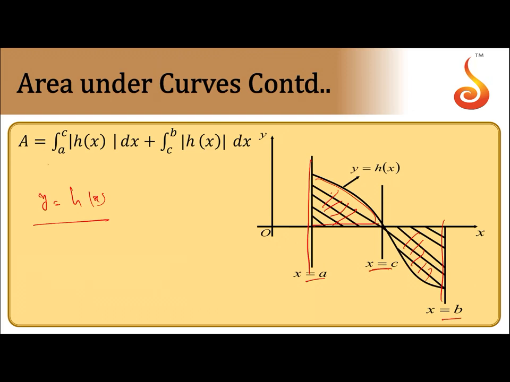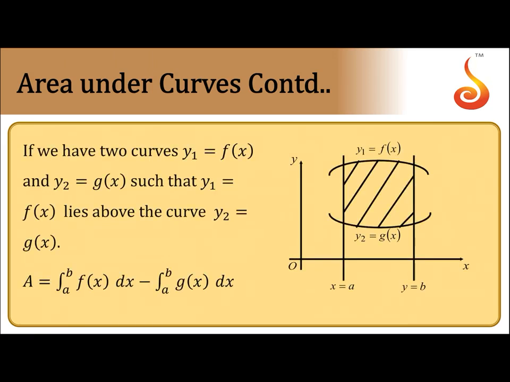In such a case, we take the modulus value, so that it will be easy. After calculation, you take the modulus, which gives us the numerical value. Integration from a to c modulus h of x dx, plus integral c to b modulus h of x dx gives us the original value. That means after evaluation of the integral, take the modulus.